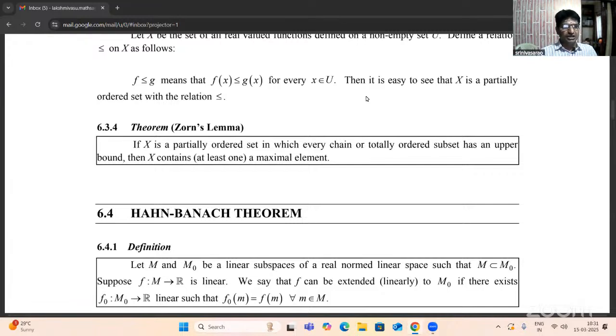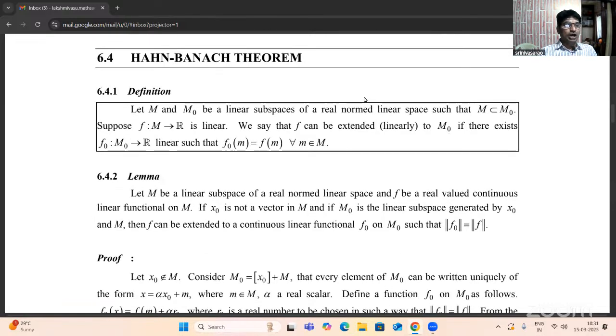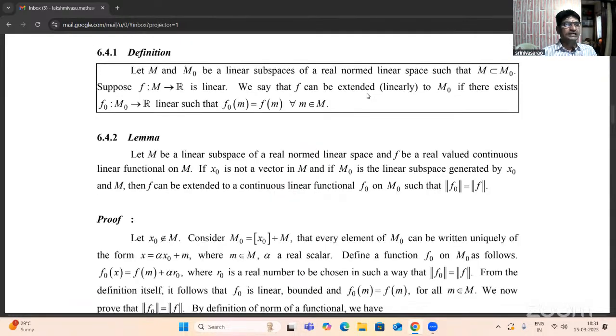In the final examination, every time it is asked: state Zorn's lemma, and state poset and Zorn's lemma with examples. Okay. Now you have to see here the Hahn-Banach theorem. This theorem is very important in the final examination, and this theorem is also used in operator theory here.